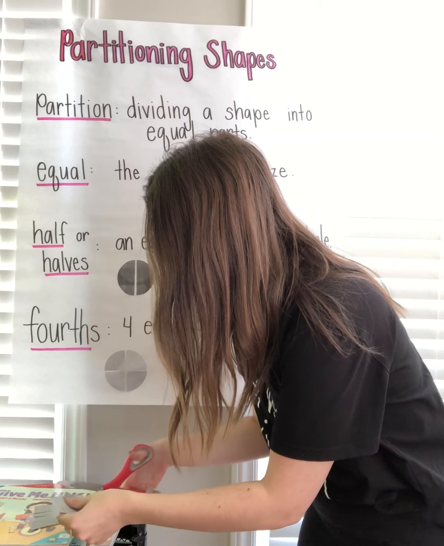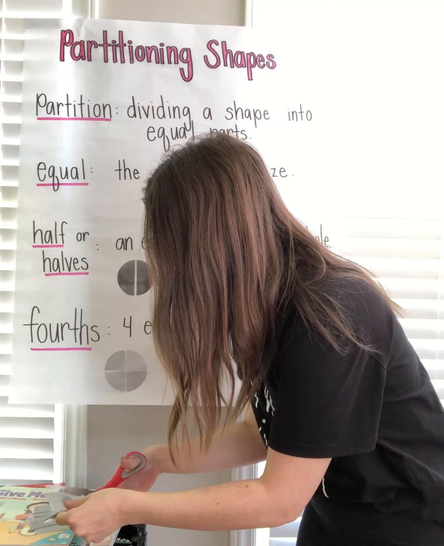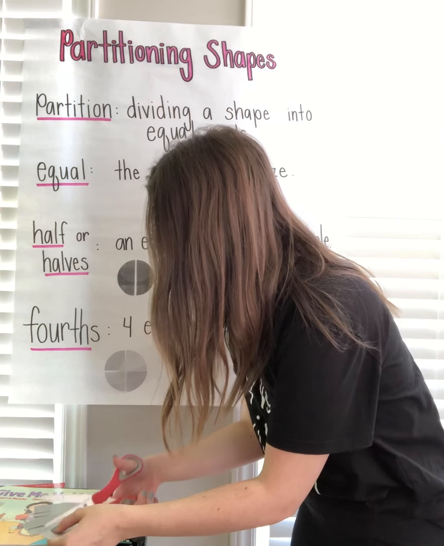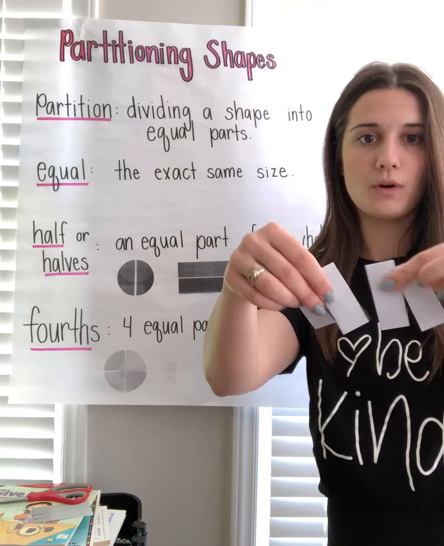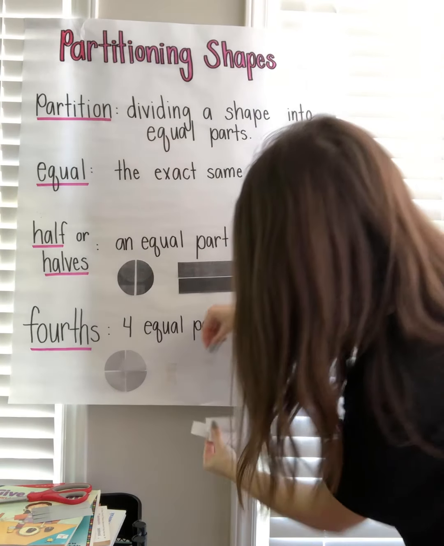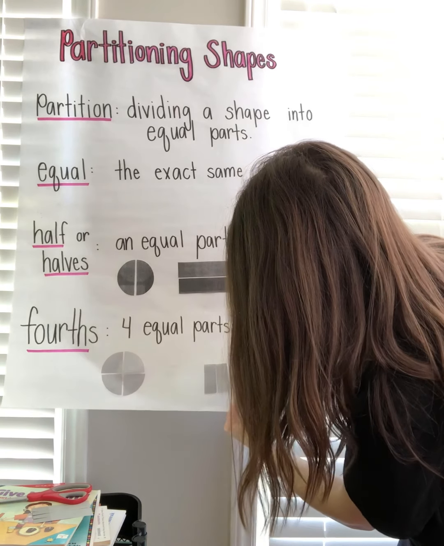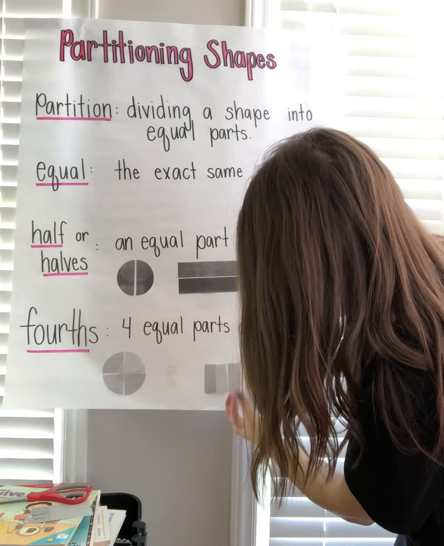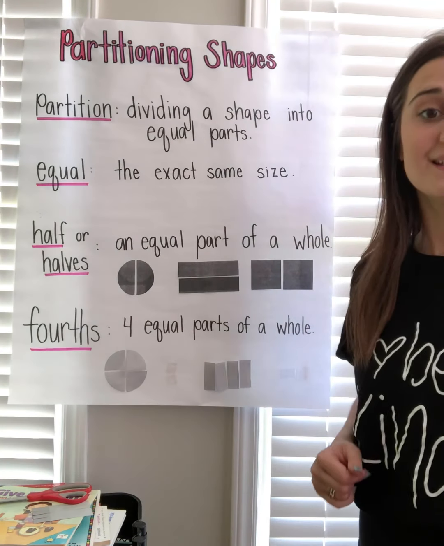1 piece, 2 pieces, and 3, 4. So now we have our fourths of a whole, and we can put those together to make one whole again. They are all the exact same size.